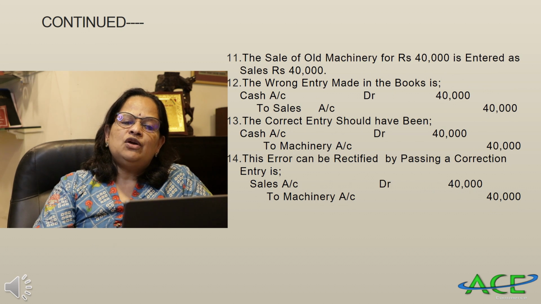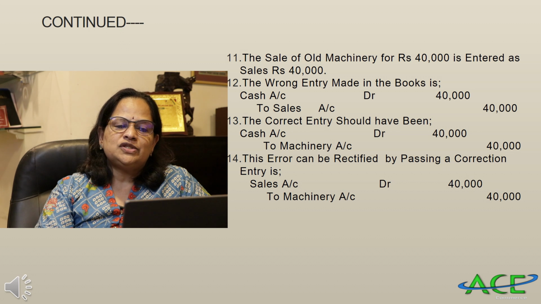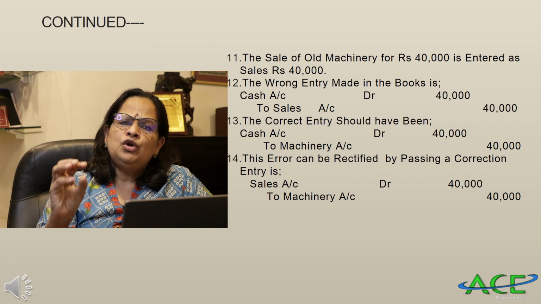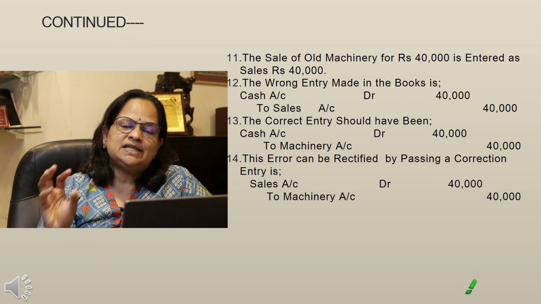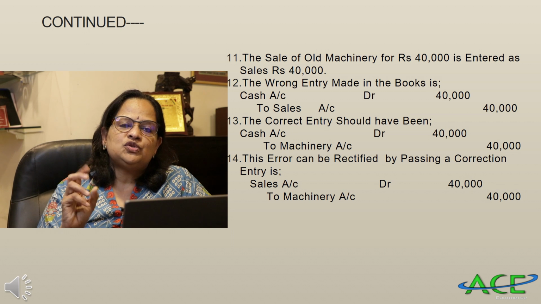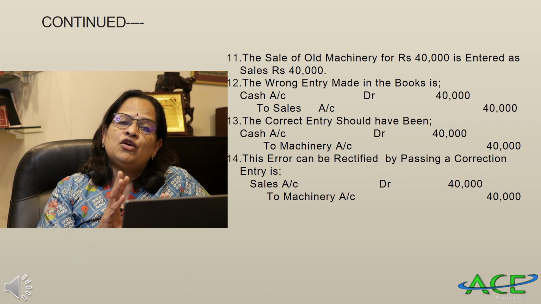Next is sale of old machinery for rupees 40,000 entered as sales 40,000. See, when old machinery is sold, it's not sales, it's a capital item. It's an asset. Sales is a revenue item. So we have made a mistake. It's an error of principle.